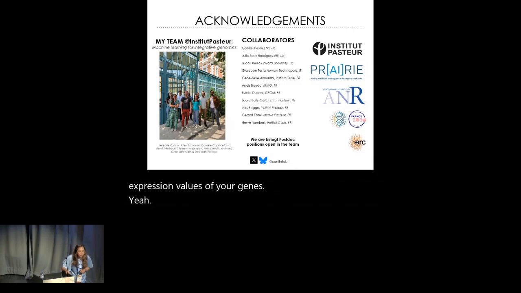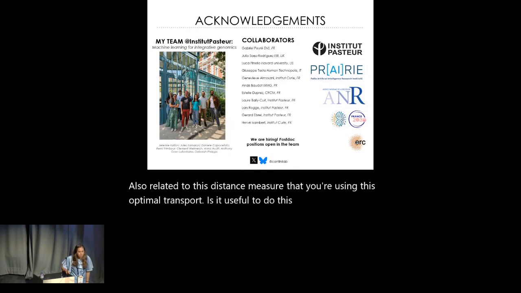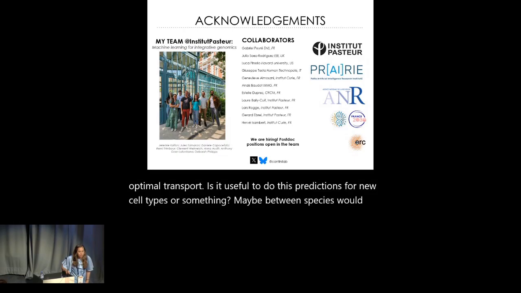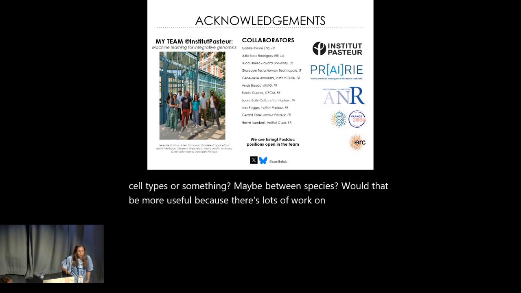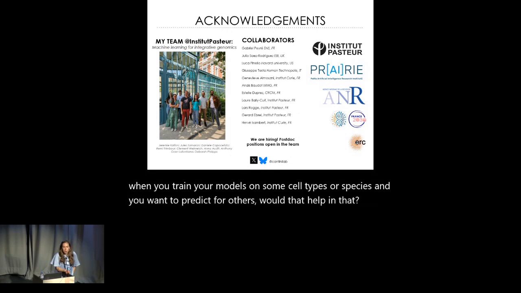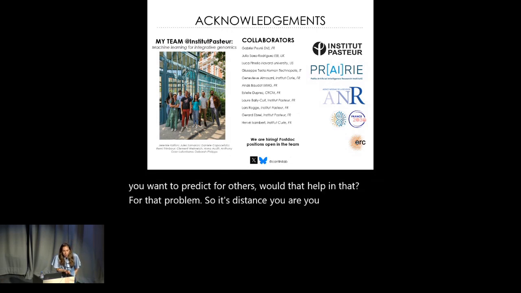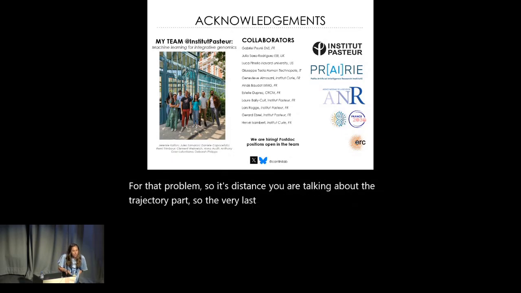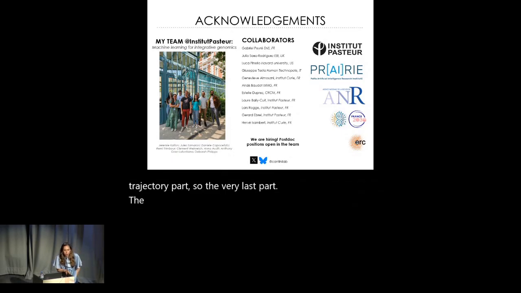Also related to this distance measure that you're using, this optimal transport, is it useful to do these predictions for new cell types or maybe between species? Because there's lots of work on that too, where you train your models on some cell types or species and you want to predict for others. Would that help for that problem? You are talking about the trajectory part, so the very last part, or the first part, the integration of multi-omics data?